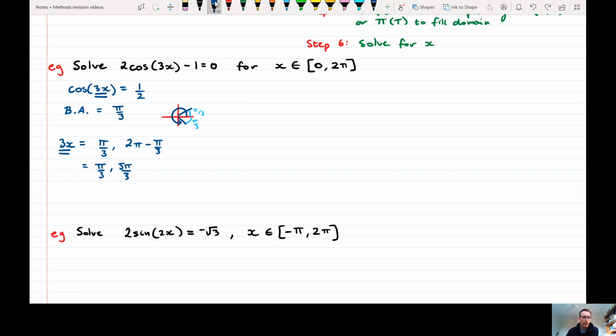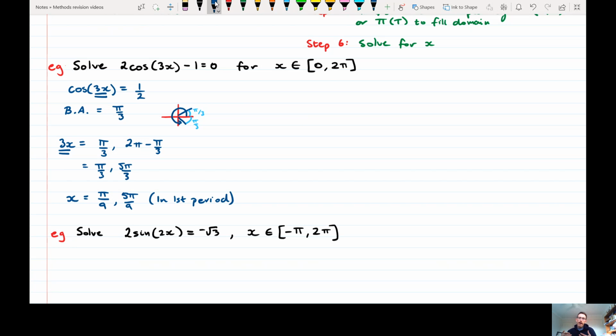This method here, on the left-hand method from up the top, this is where we now divide by 3. We have found two solutions in the first rotation. I'm now going to divide by 3. That gives me pi over 9 and 5 pi over 9. And I put a little annotation here in our first period or in one period.